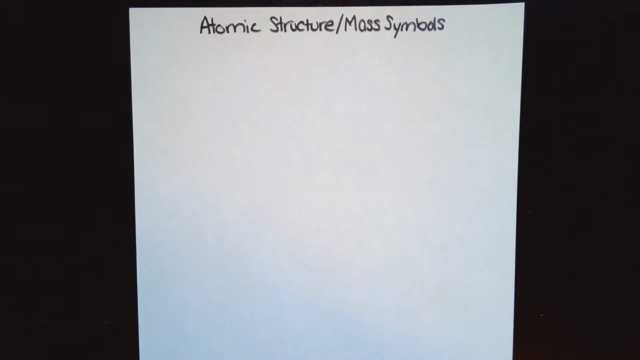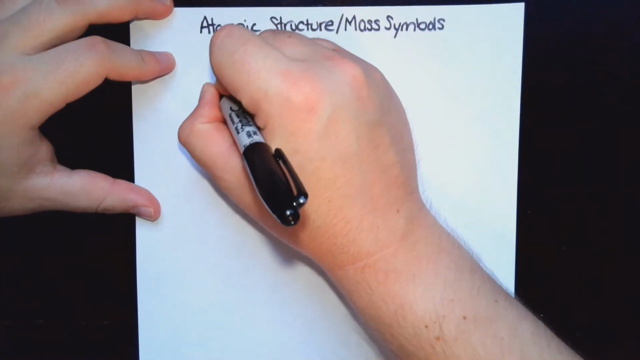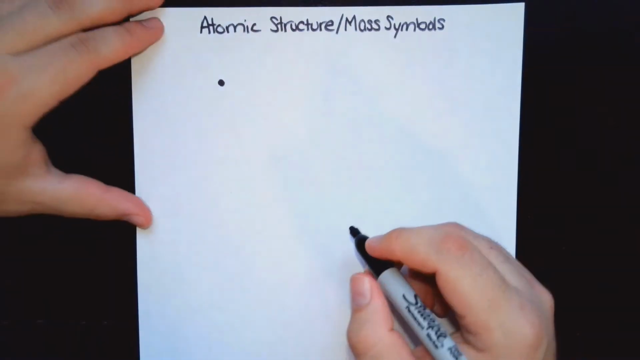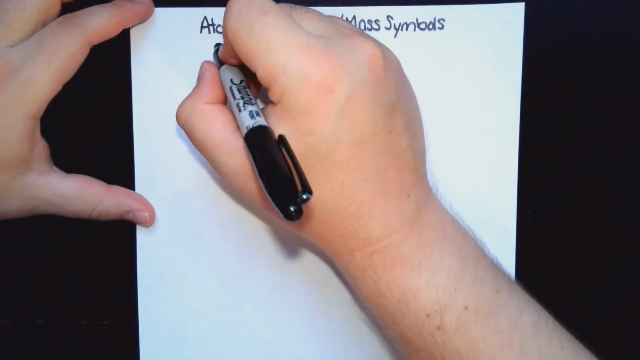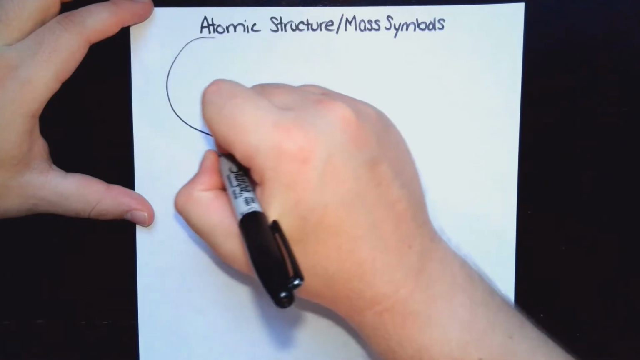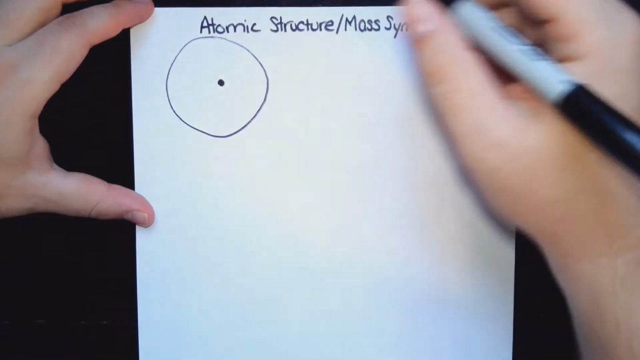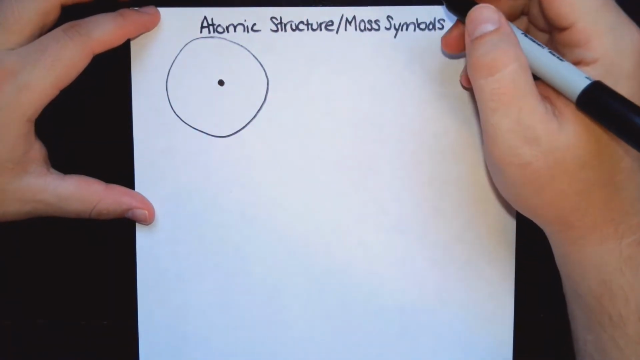So for our first video for Chapter 2, I'm going to talk about some of the basics of the structure of an atom. I'm also going to start talking about mass symbols and nuclei. So an atom has a small, dense nucleus in the center, and then it's basically surrounded by a large area of mostly empty space, known as the electron cloud.